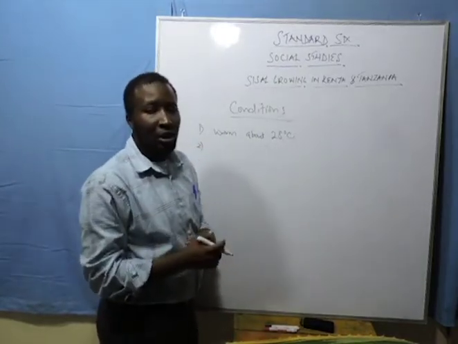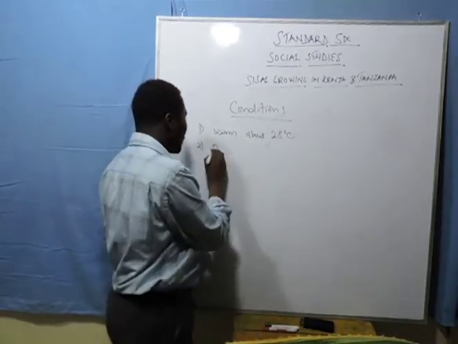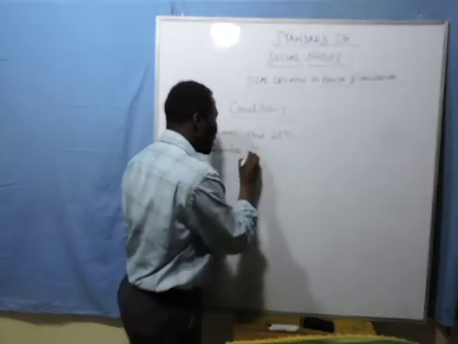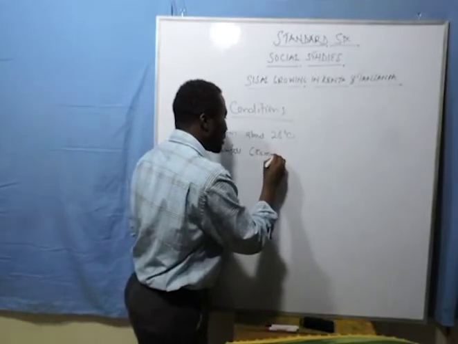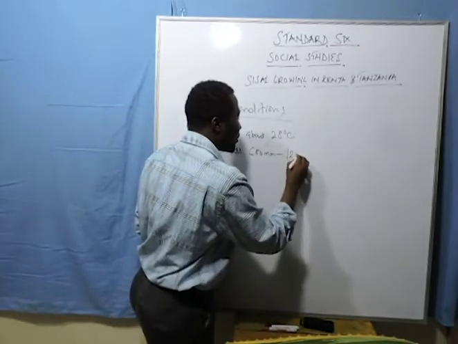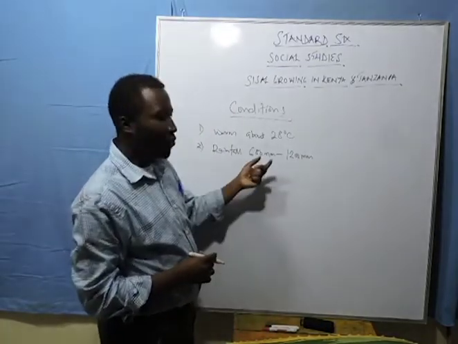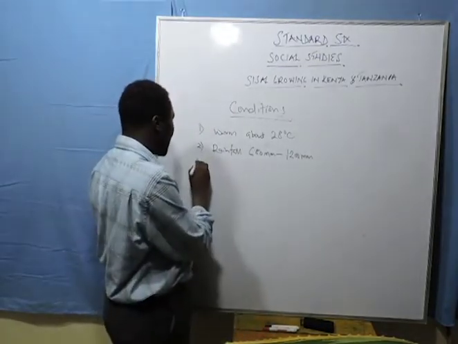Number two is that it requires rainfall. Rainfall of about 680 millimeters to around 1,200 millimeters is favorable for the growth of this Sisal plant.